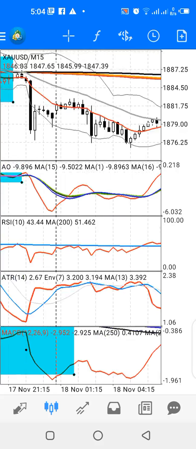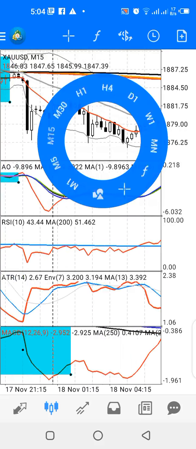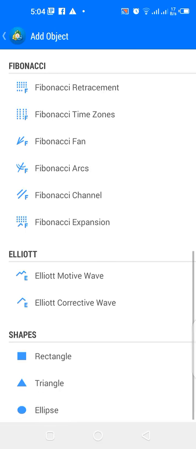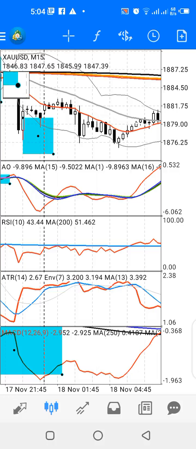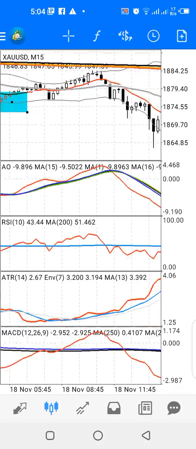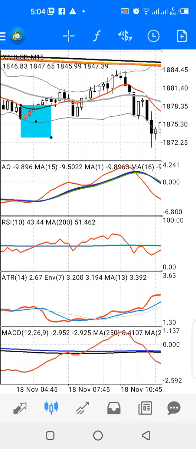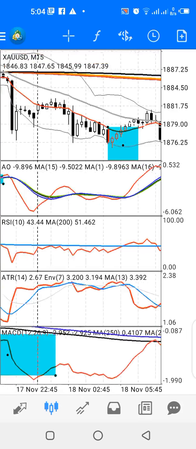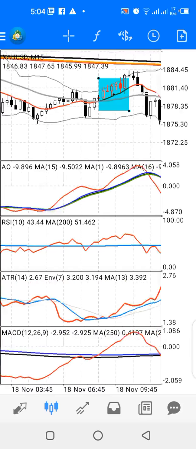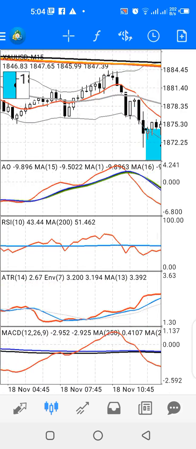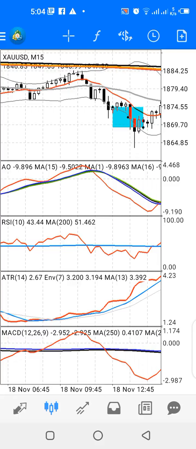We have a retracement, then price goes down. We have a retracement, then price came down. Okay, another retracement, and price came down again. So that's basically all I have for you as regards this strategy.